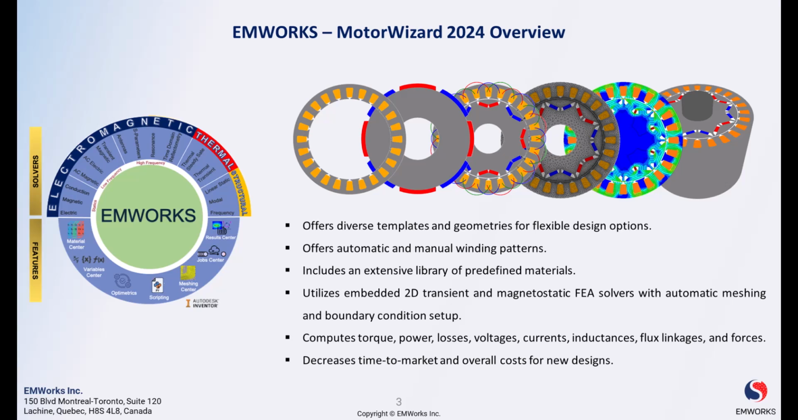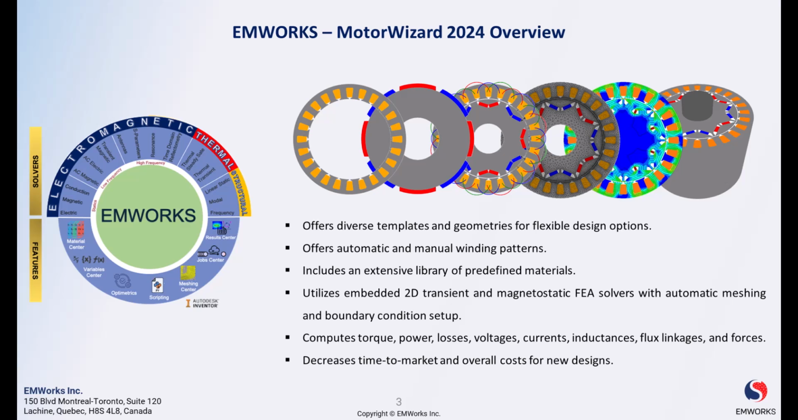Some key outputs you can analyze include torque characteristics, power, losses separated by type, terminal voltages and currents, flux linkages, inductance, and even force and vibrations. Ultimately, MotorWizard helps reduce time to market and overall costs for new motor designs by streamlining and accelerating the entire design prototype test cycle.